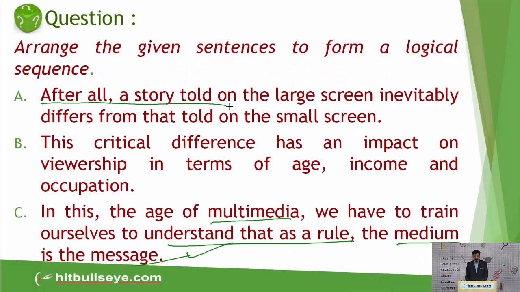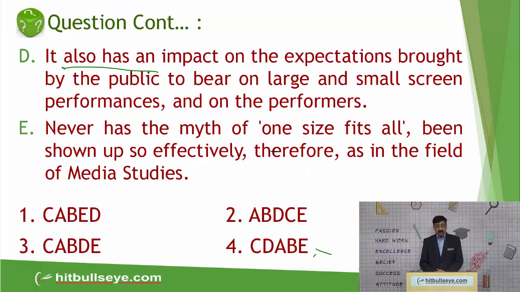A is further explaining how the medium itself is a message, because the story told on a large screen inevitably differs from that told on a small screen. So this is a major difference between large and small, or the kind of medium we are using to put our message across. After CA, in sentence A you will find one keyword, differs, and this difference you will find in sentence B. So CAB, these 3 sentences, form a mandatory trio.